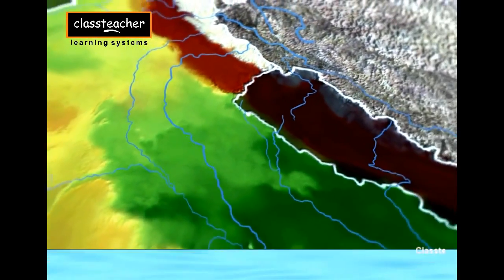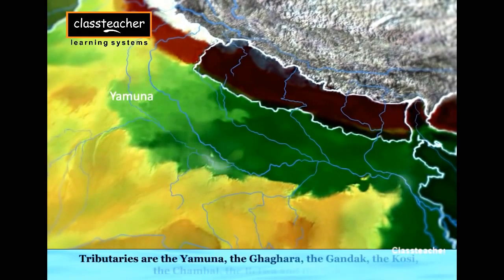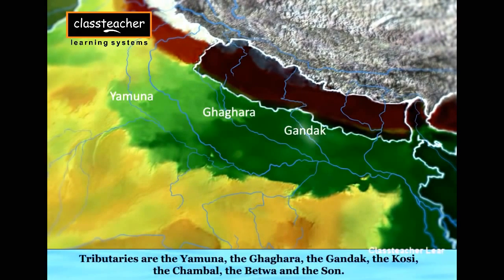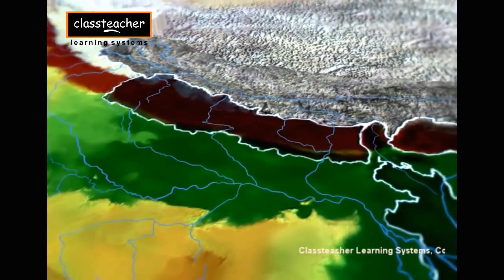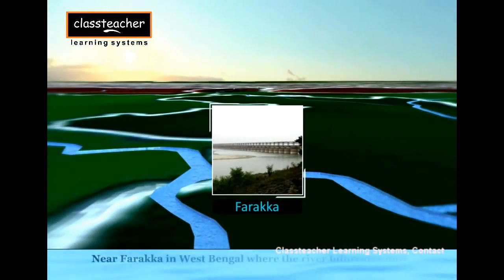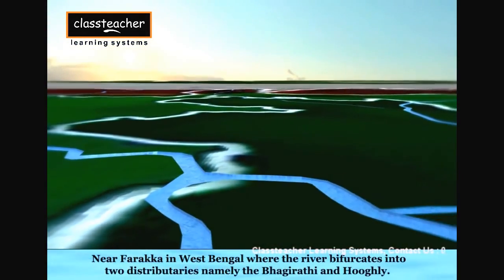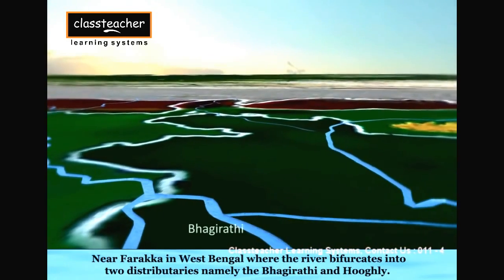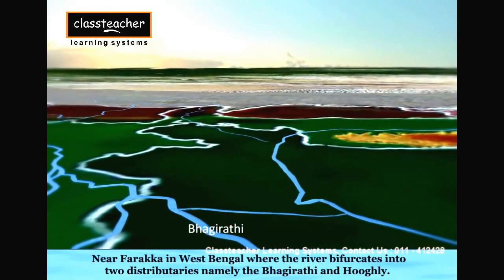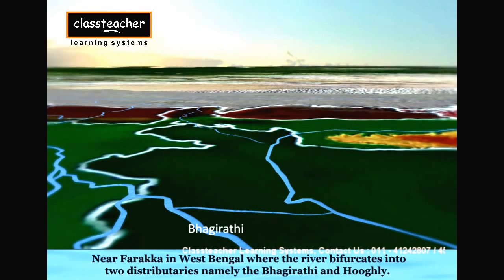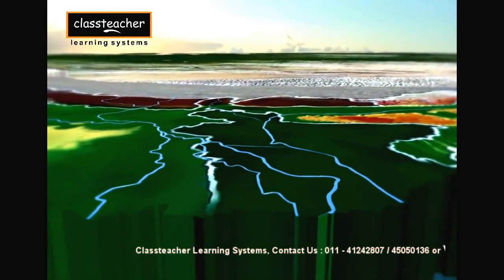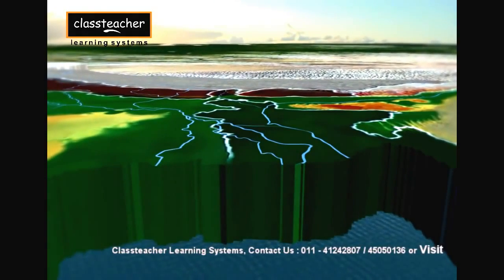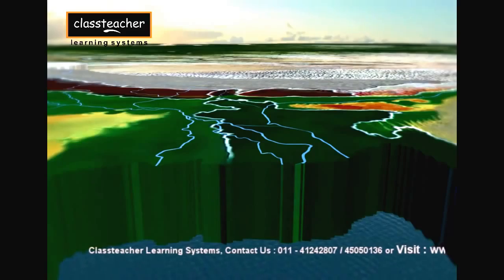Then it is joined by many tributaries such as the Yamuna, the Ghagra, the Gandak, the Kosi, the Chambal, the Betwa and the Son. It flows eastward till Farakka in West Bengal, where the river bifurcates into two distributaries, namely the Bhagirathi and another which flows southwards into Bangladesh and is joined by the Brahmaputra river. It is known as Meghna, and the Bhagirathi flows through the deltaic plains to the Bay of Bengal.